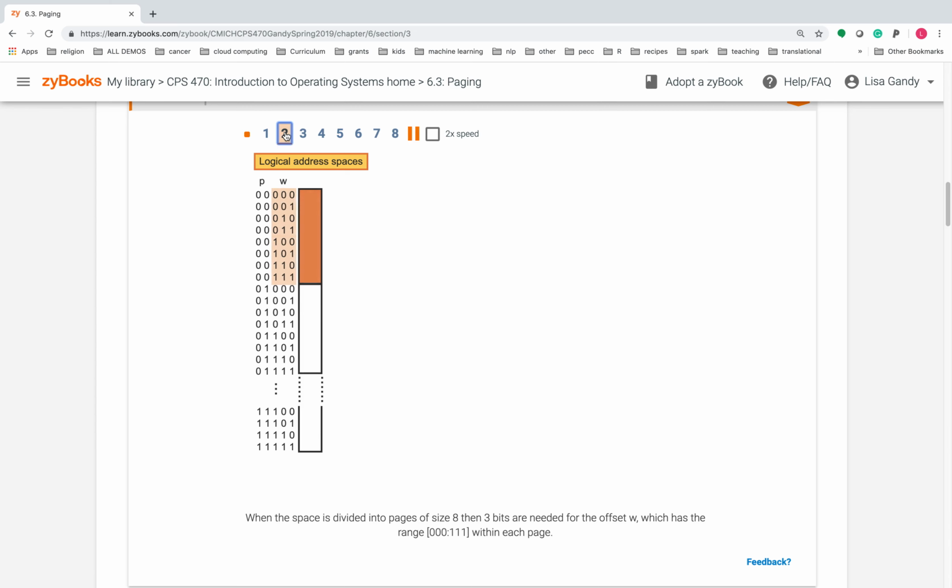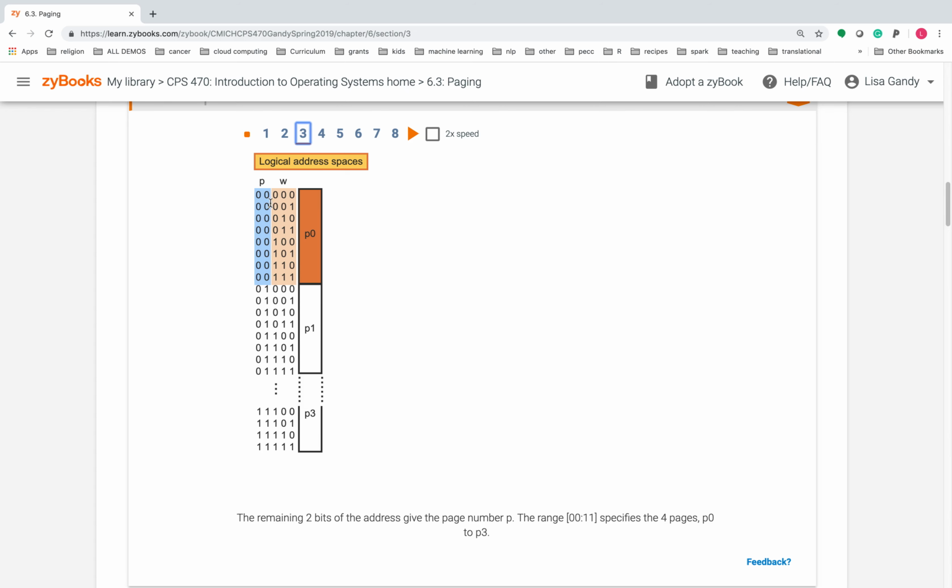When the space is divided into pages of size 8, then 3 bits are needed for the offset. So the size of the page is going to be 8. So we're going to have 8 addresses within each page, which has the range 000 to 111. So this is going to be our offset within our page. This is going to be our page number. Okay, the remaining 2 bits of this address are going to be the page number.